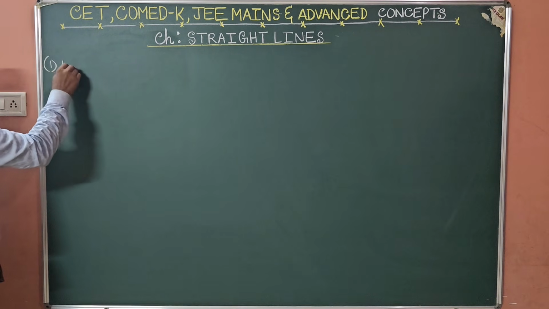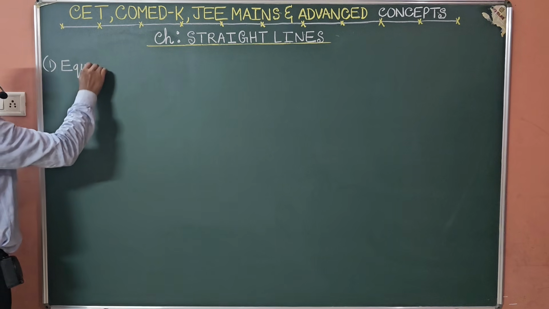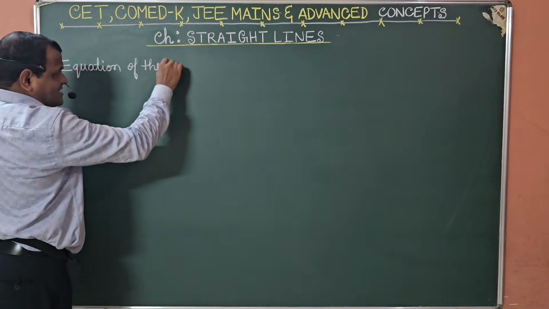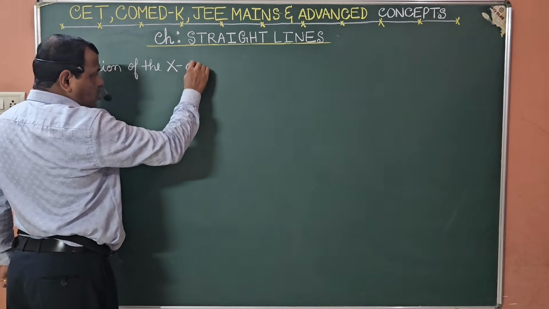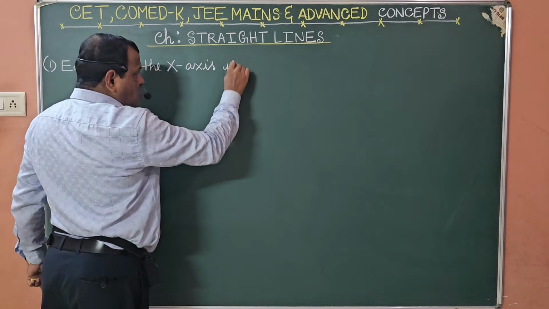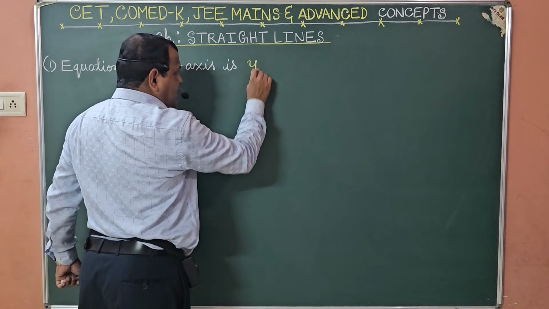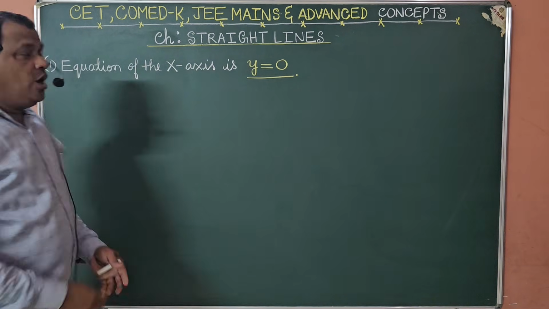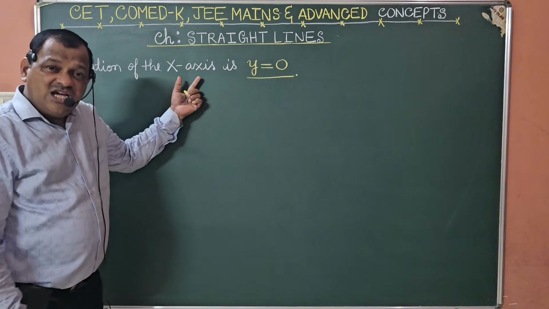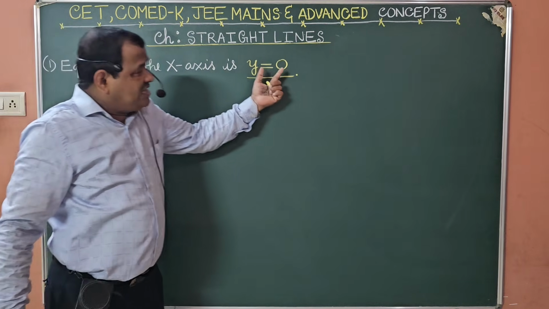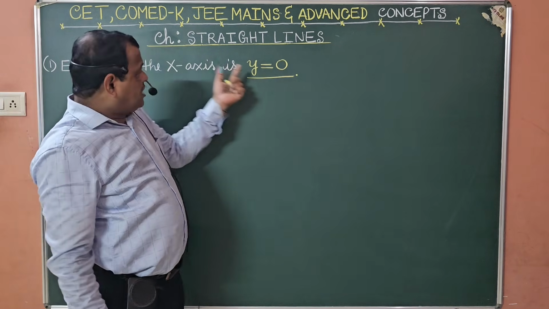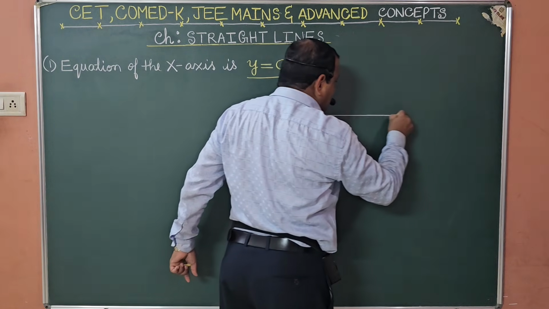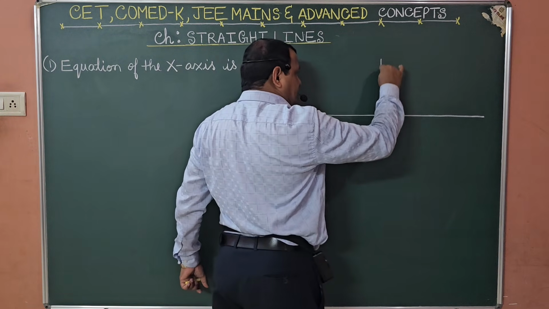Say first one, we have equation of the x-axis. Equation of the x-axis is always, my dear students, y is equal to 0. This is our first formula one should know. Because on the x-axis, if you write any point, its y coordinate will be 0. Therefore, equation of x-axis y equal to 0. So, I will be drawing it simultaneously on this side.